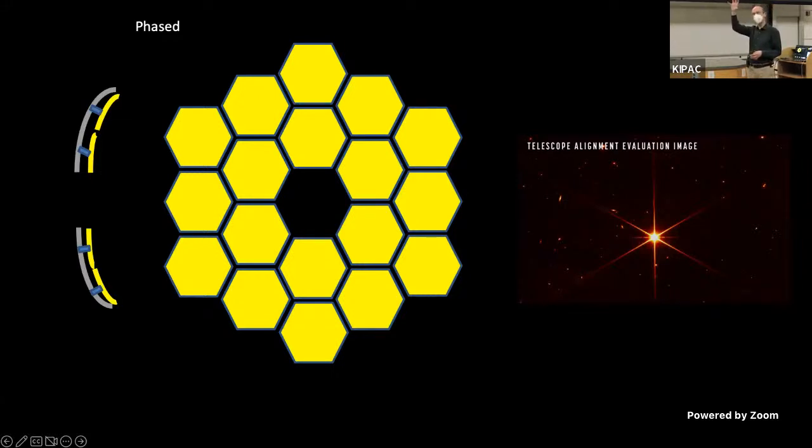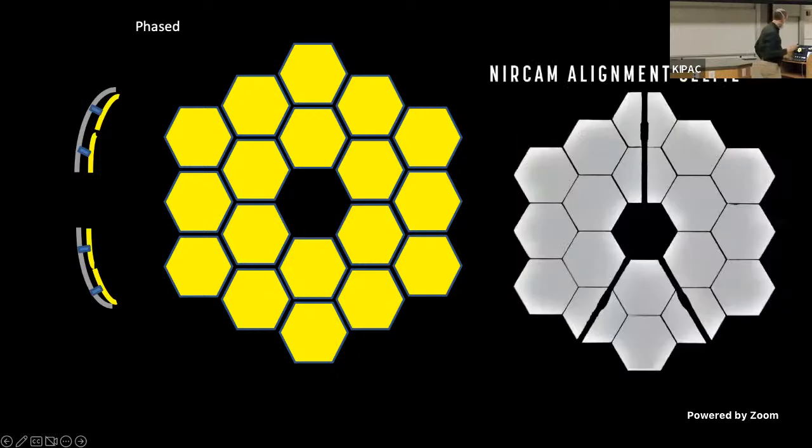It turns out there are these damn galaxies all over the place. It was just littered with galaxies that my colleagues told you about in the previous couple of talks. It also has a selfie mode where it can take pictures of itself to make sure that the segments are all okay.